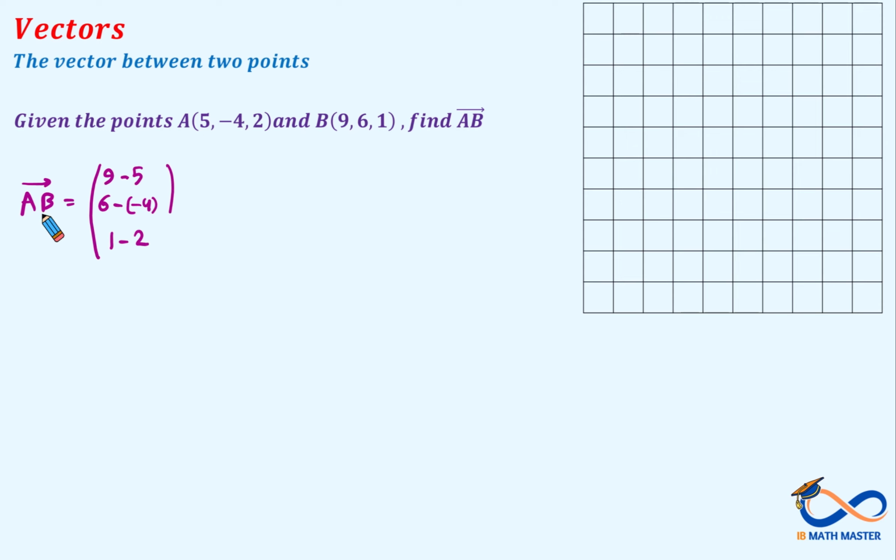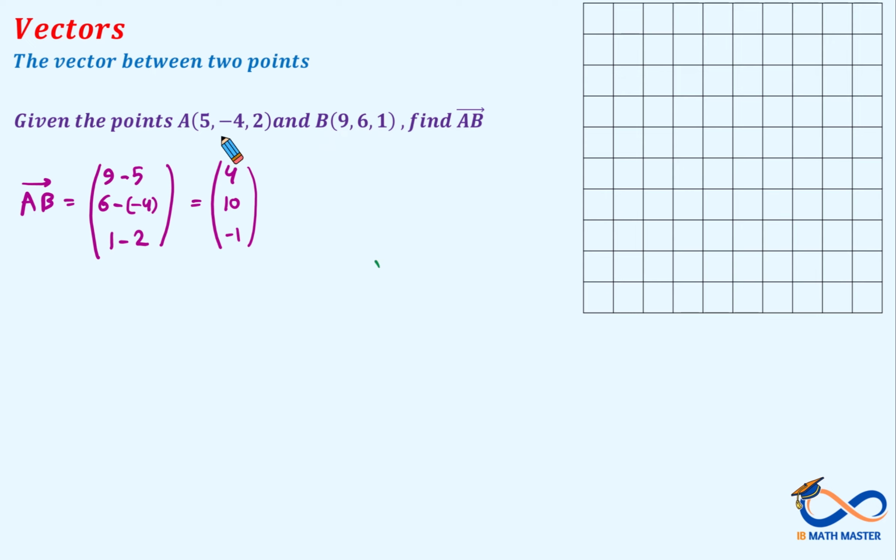First, we write it as a vector, of course. It will be x, which is 9, minus x, which is 5. So here, B minus A. Then 6 minus negative 4, which will be 10 later. We have here 1 minus 2. So when we simplify it, we have here 4, 10, and negative 1. Here, 6 minus negative 4 will be 6 plus 4, which is 10. So basically, we do the end minus the beginning.